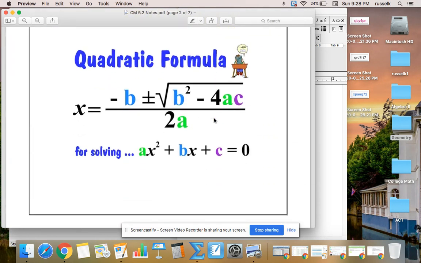The quadratic formula should be reviewed from Algebra 2, but just in case, it is negative b plus or minus the square root of b squared minus 4ac, all over 2a.